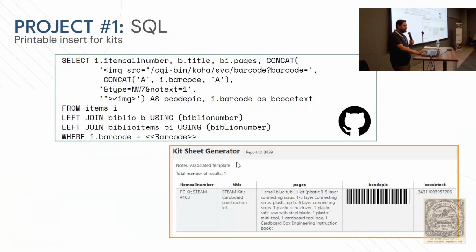So I've got my call number, I've got my title, I've got the pages field, which is from biblio items, which is the 300. That's where we put all that information in. So that's listing out, it's a small tub with a kit with some plastic building things and a saw and blah, blah, blah. And then we use Codabar, so I had to concatenate some A's around it to make it read on the scanners. And then that's the NW7. And if you're needing to generate barcodes, there's a reference on the wiki on how to do this snappy little trick.